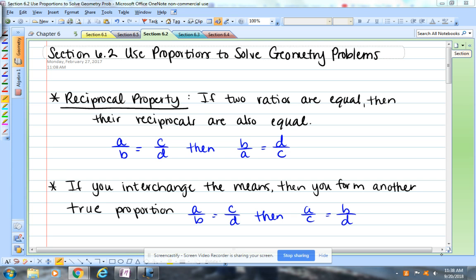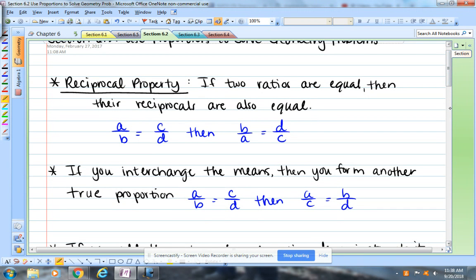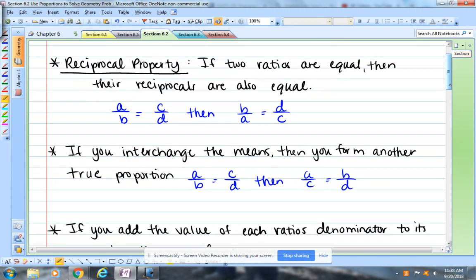Okay, so this lesson is section 6.2 out of our geometry textbook, and it's about using proportions to solve geometry problems. So we have a few properties that deal with proportionality. One of them is called the reciprocal property. If we have two ratios that are congruent, or they're equal, the reciprocals are also equal.